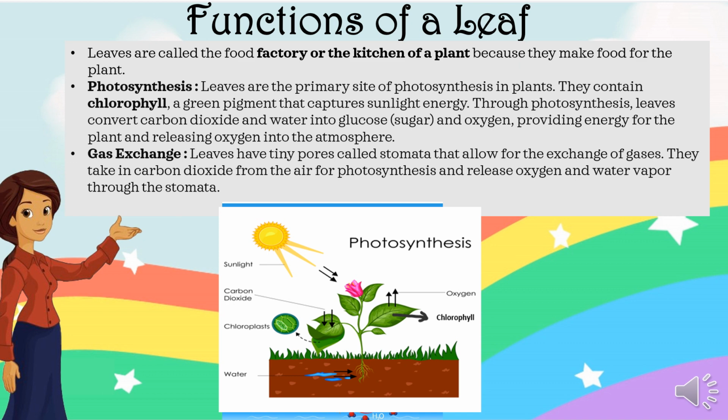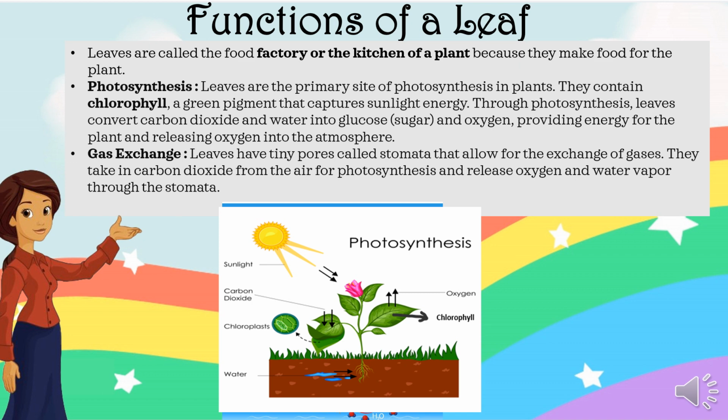Sunlight is trapped by chlorophyll, a substance present in the leaves. Leaves get water from the soil and carbon dioxide from the air. Leaves give out oxygen during photosynthesis. This gas is essential for the survival of all living beings.